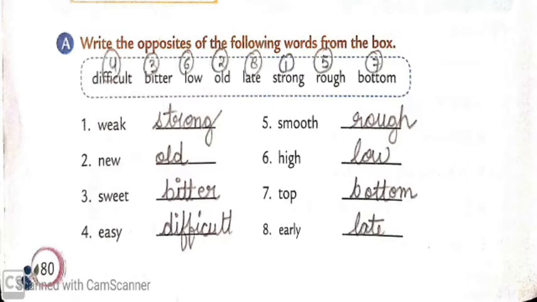Second, opposite of new is old. Third, opposite of sweet is bitter. Fourth, opposite of easy is difficult. Fifth, opposite of smooth is rough. Sixth, opposite of high is low. Seventh, opposite of top is bottom. Eighth, opposite of early is late.